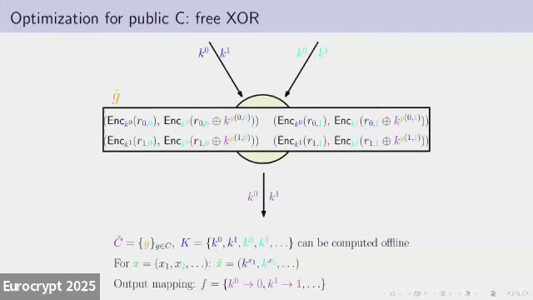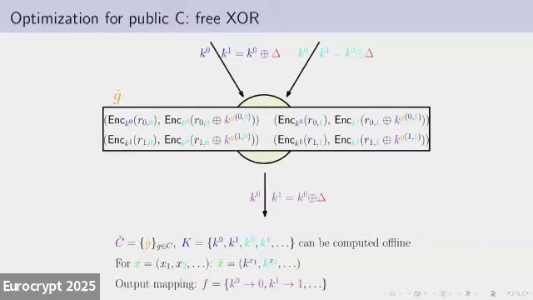The idea for free XOR now, we have seen this in the first talk already, is to set the key K1 to be a fixed global shift of K0. So instead of sampling all the K1s uniformly at random, we sample a uniformly random string delta and compute K1 as K0 XOR delta.